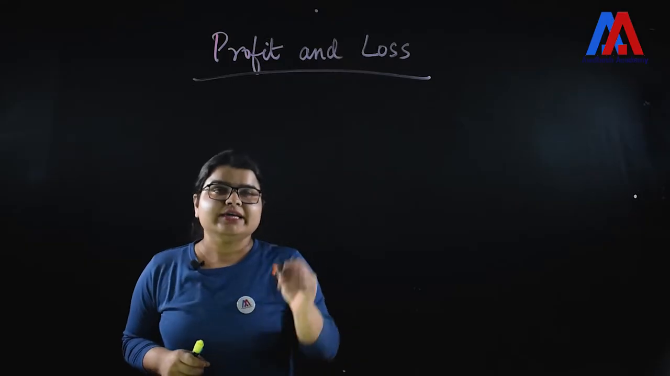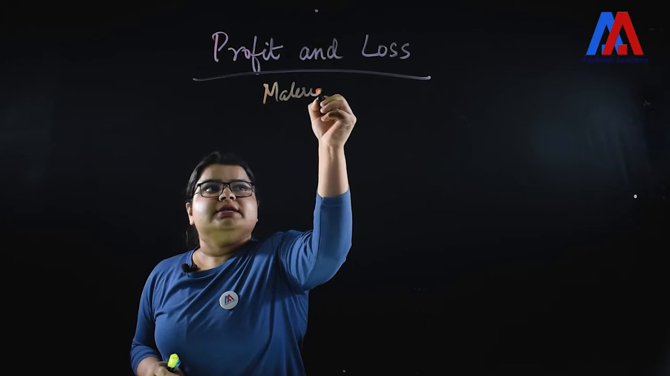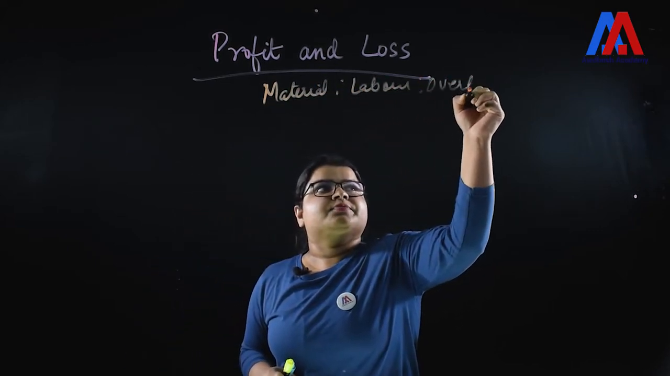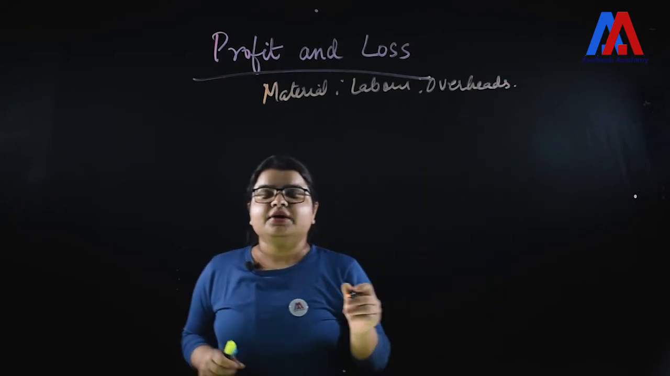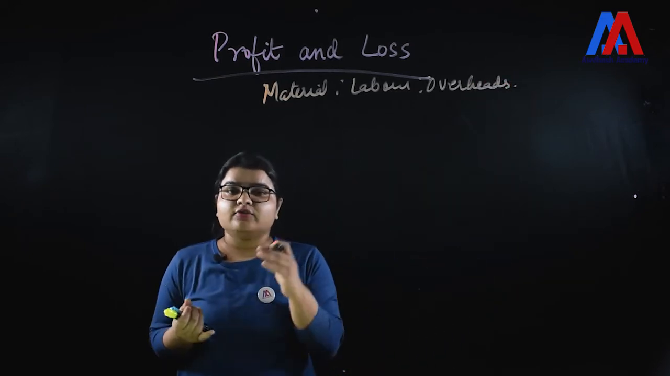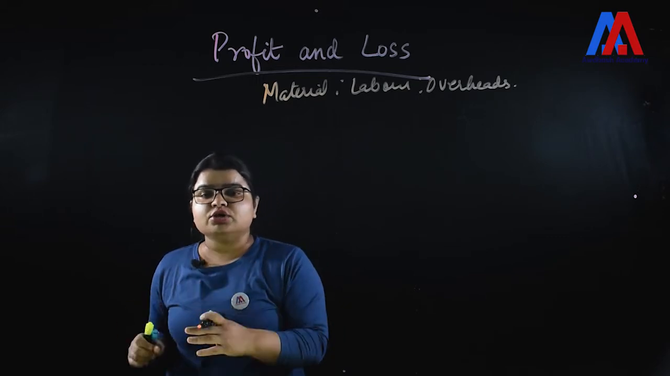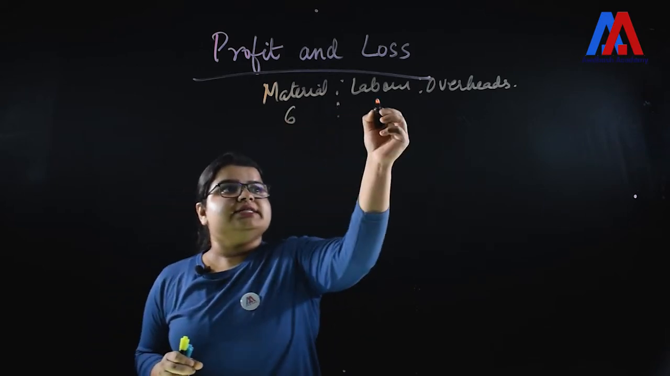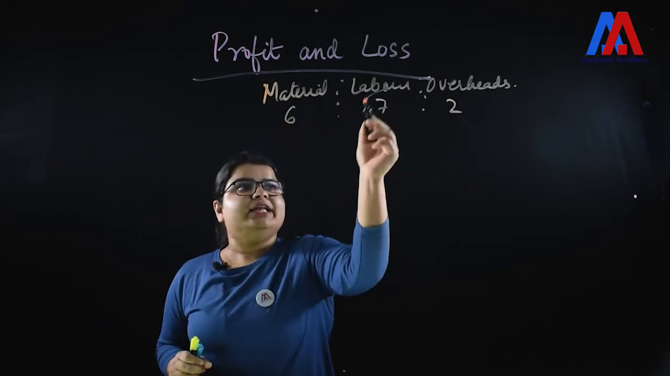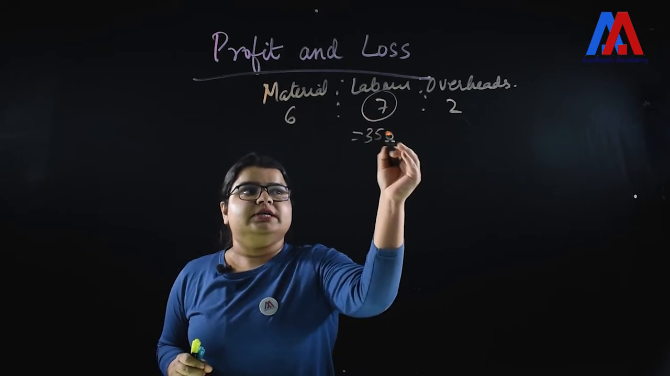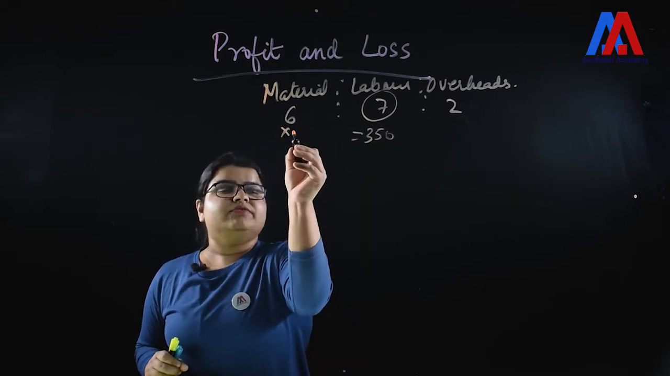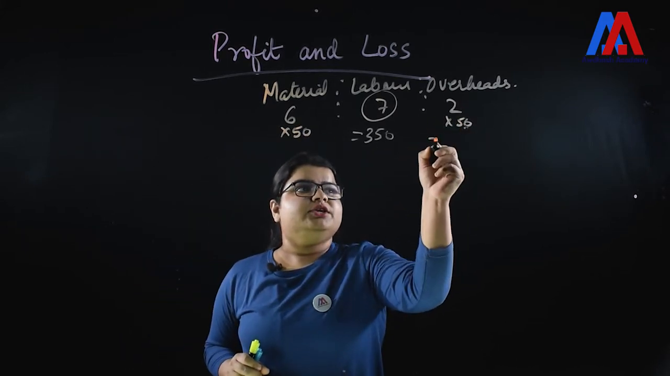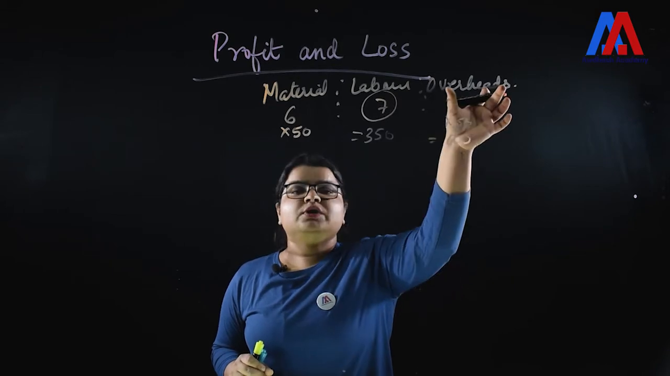So here we have three costs, that is material, labor and the overheads. Now you have to remember that all such costs of raw material, of labor, whatever goes into production of the material is added into the cost price. Now the ratio is given as 6:7:2 and the value for labor is given as 350. So now we know the multiplication factor, which would be 50. So if you multiply this by 50, you get 100 as the actual price of the overheads.